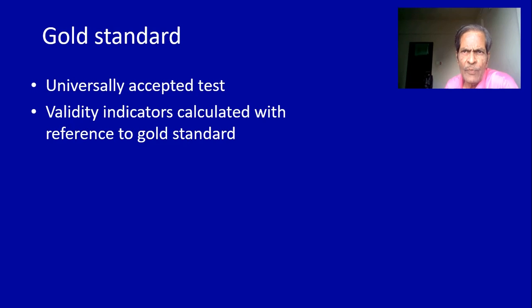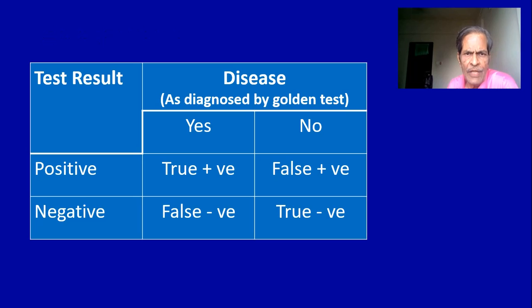The word gold standard would be used in this presentation, and the gold standard is a universally accepted test with which the results of the new diagnostic test will be compared. The validity indicators calculated are with reference to the selected gold standard. So if the gold standard is different, then the calculated values of the indicators of validity would differ. So this is an example of the table that we get at the end of the study.